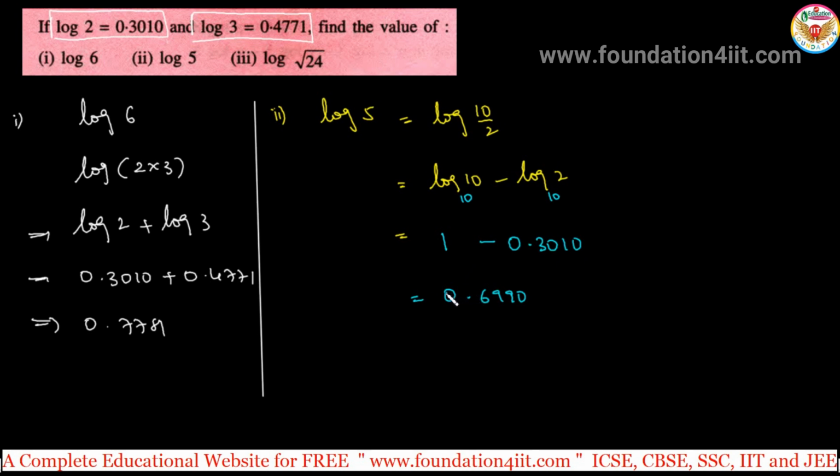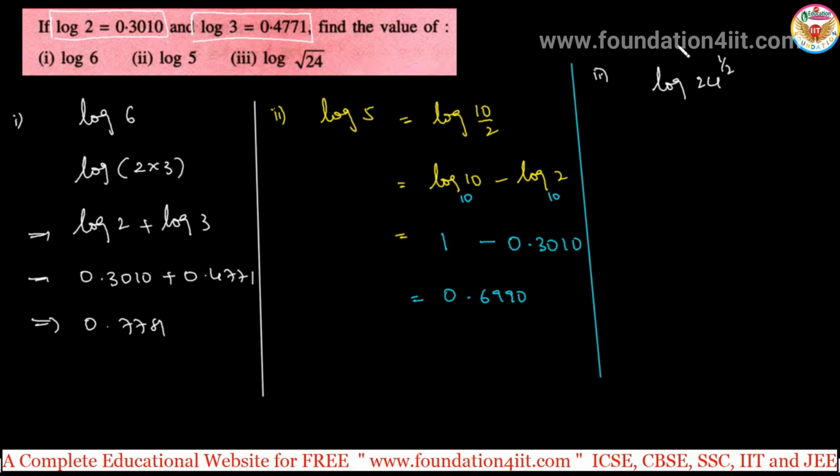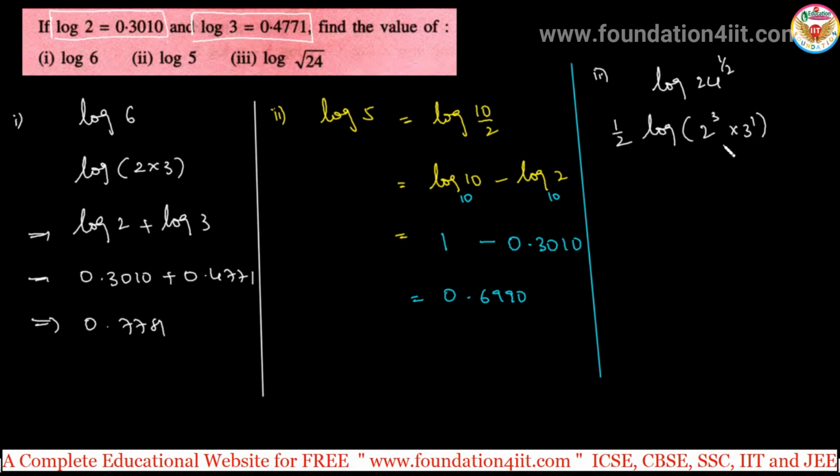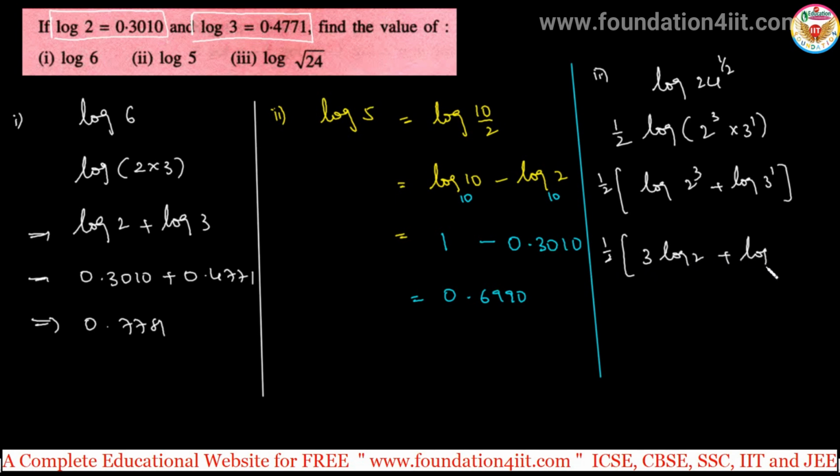You can take this. See this third one also. One more, log root 24. So we can write this as log 24 to the power 1 by 2, right? 1 by 2 you can take in front, 1 by 2 into log 24, and you can write it in expansion form as 2 power 3 into 3 power 1. So 1 by 2, using this formula, log 2 power 3 plus log 3 power 1. So 1 by 2 into 3 log 2 plus log 3.